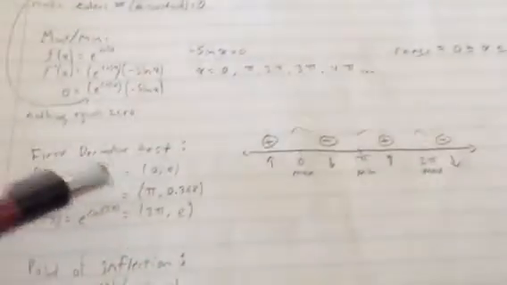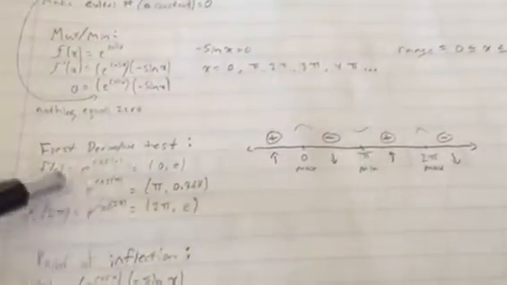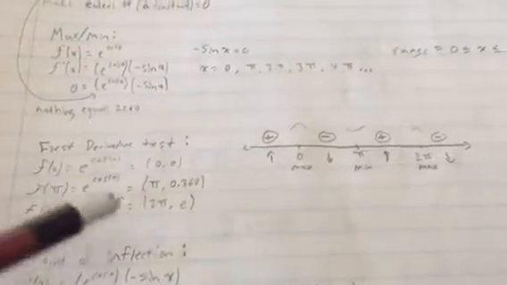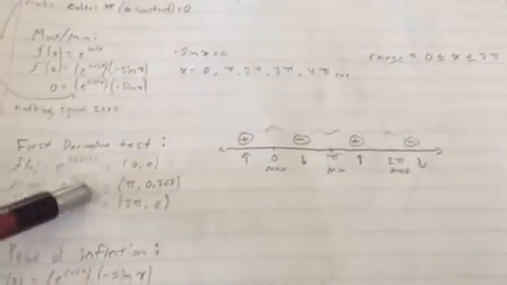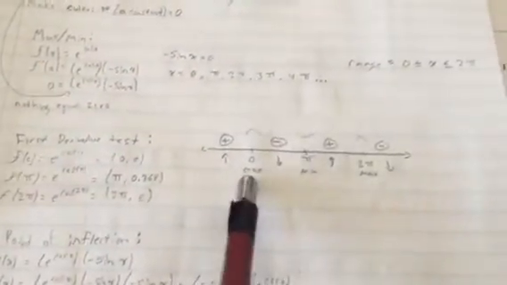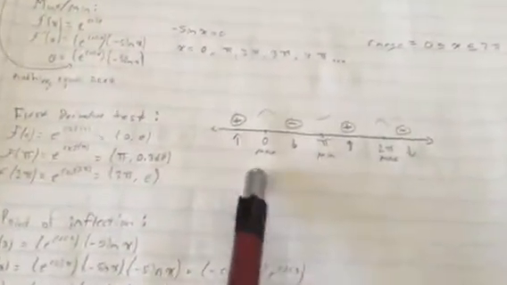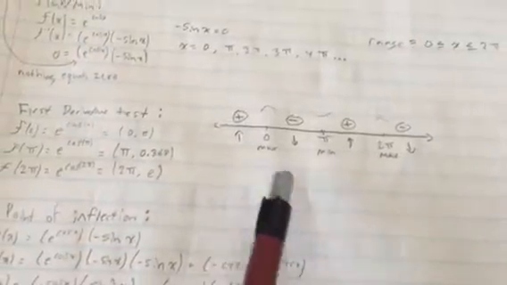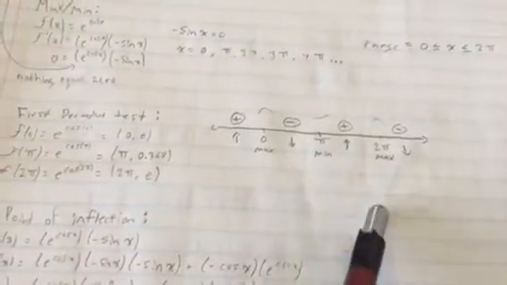Now to prove which one's a max and which one's a min, we're going to do the first derivative test. We have these values here by subbing 0, pi, and 2 pi for x, and then we have this over here. Now we're going to create a table like this, and then we're going to sub in values less than 0, between 0 and pi, between pi and 2 pi, and something greater than 2 pi.